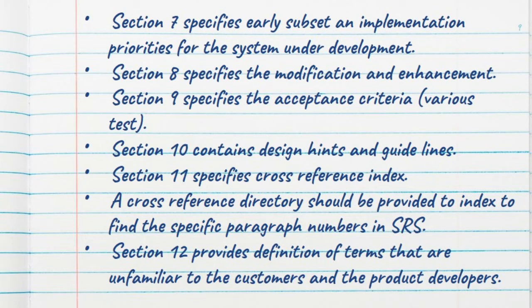Section 7 specifies yearly subsets and implementation priorities for the system under development. Section 8 specifies the modifications and enhancements. Section 9 specifies the acceptance criteria, that is, various tests. Section 10 contains design hints and guidelines. Section 11 specifies the cross-reference index. A cross-reference directory should be provided to index and find the specific paragraph number in the SRS. Section 12 provides definitions of terms that are unfamiliar to the customers and the product developers.